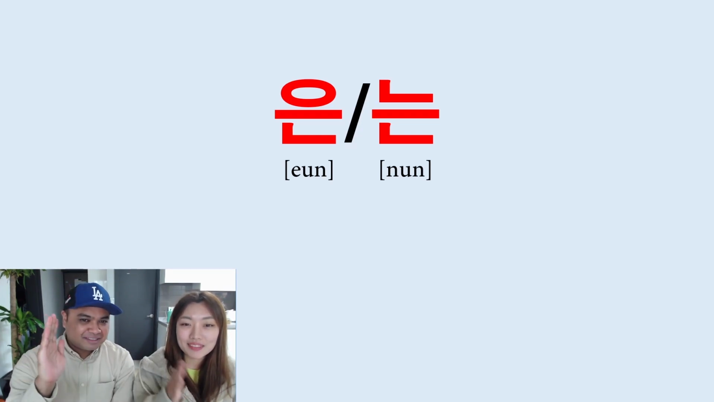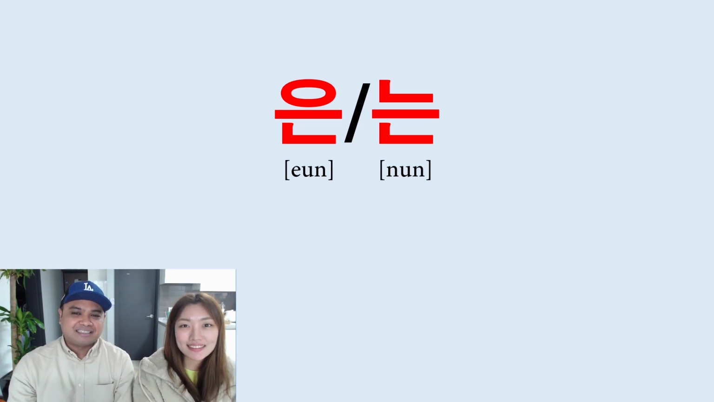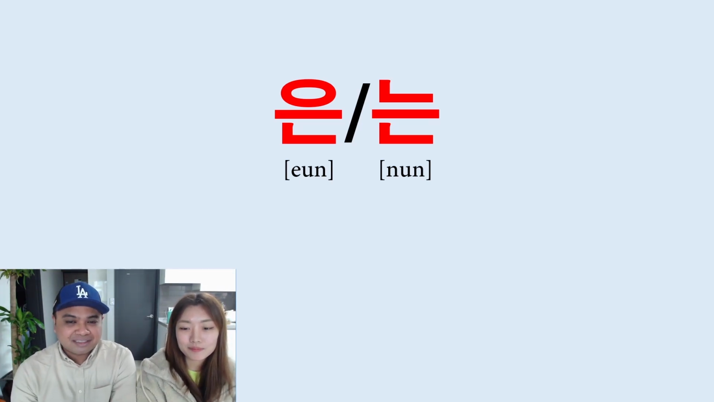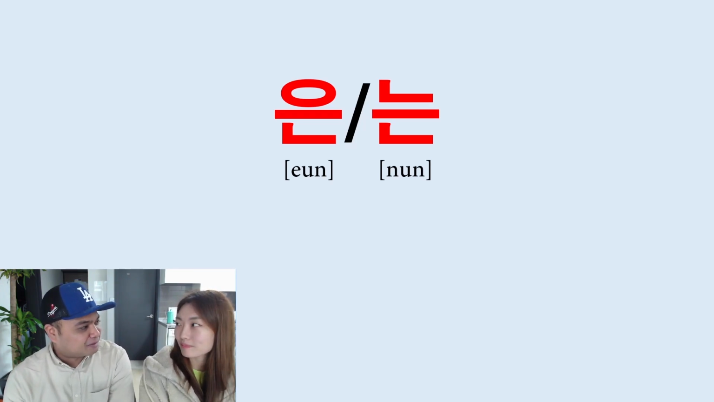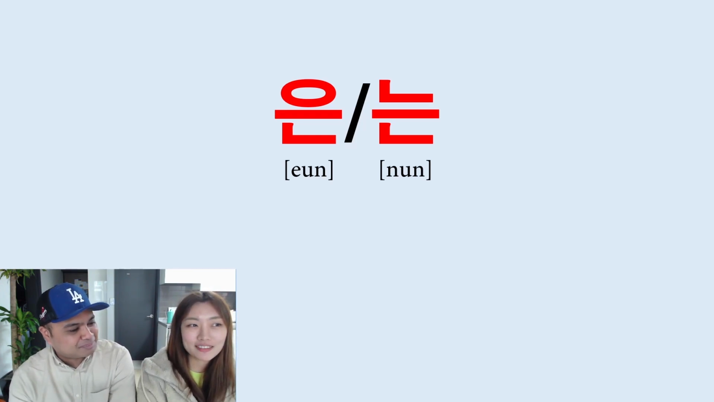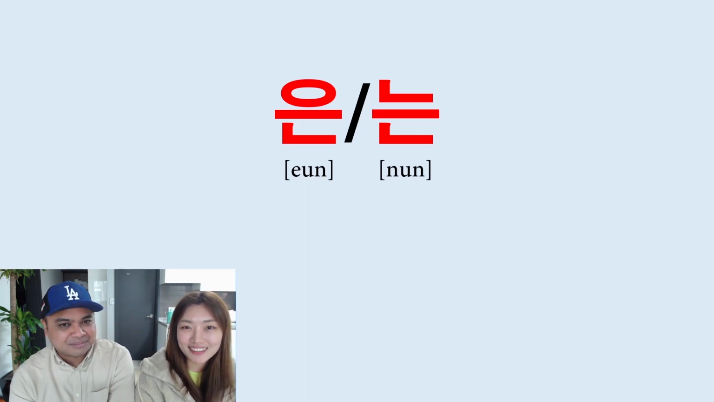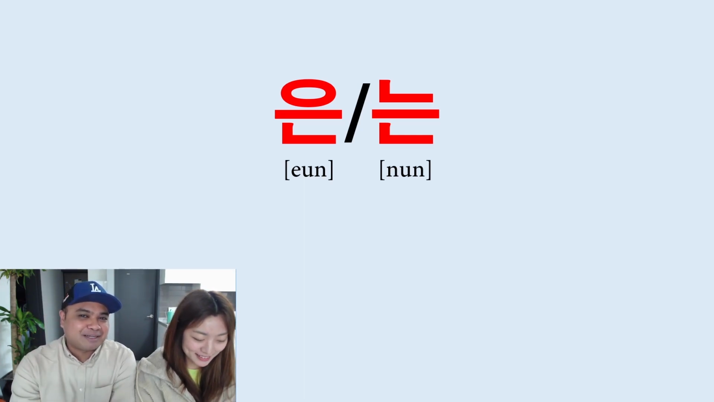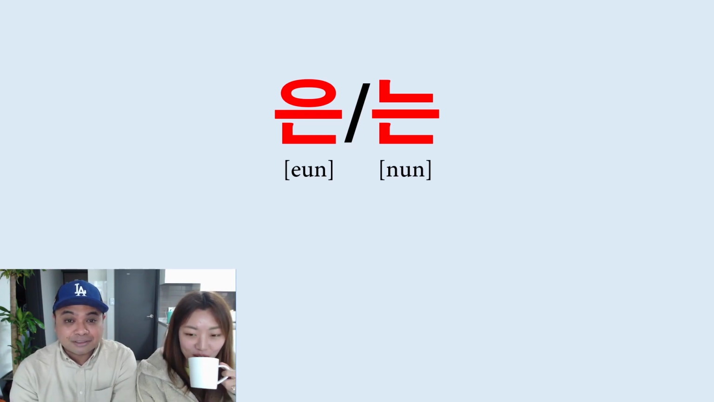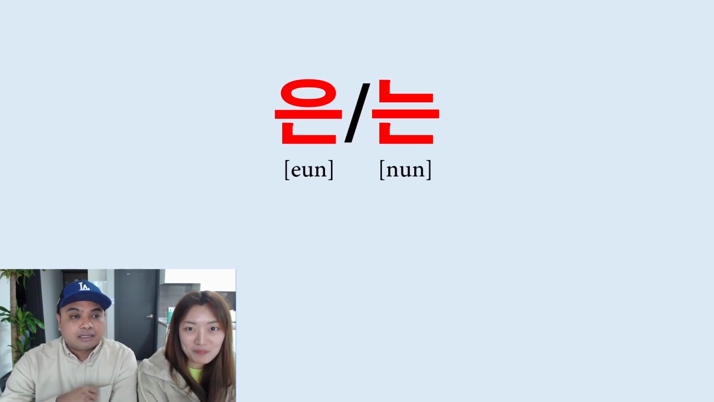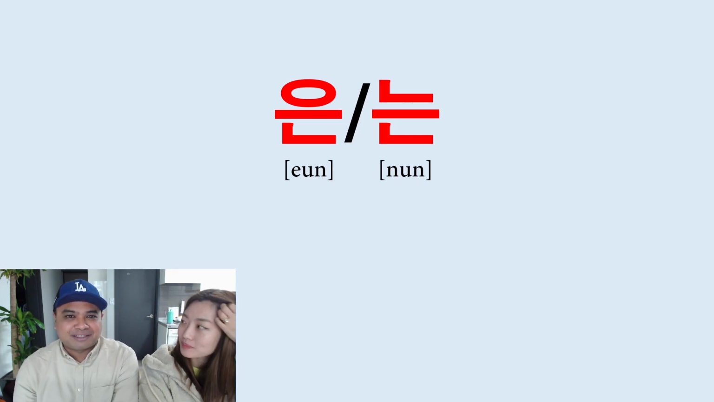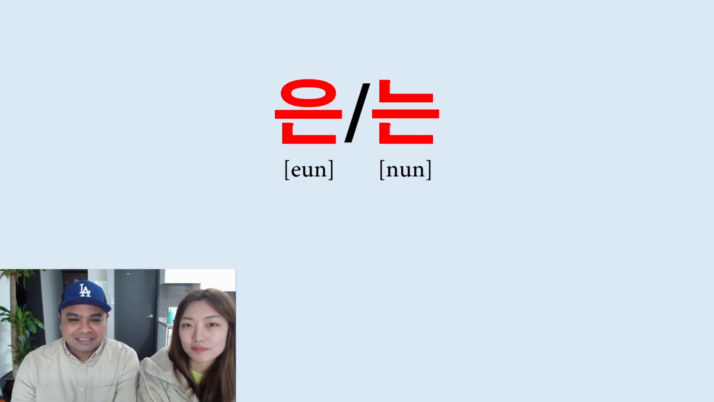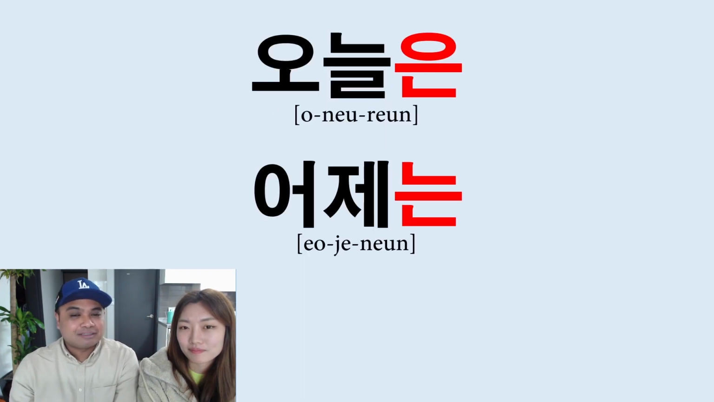We have 은 and 는. These are the topic markers, and you're like, what is a topic marker? A topic marker is like you're talking about it. It's what we're talking about in our sentences. So you attach 은 and 는 to let people know this is what you're talking about. And then you're like, why do I need to do that? I know. But actually, it's going to get complicated. So get ready.